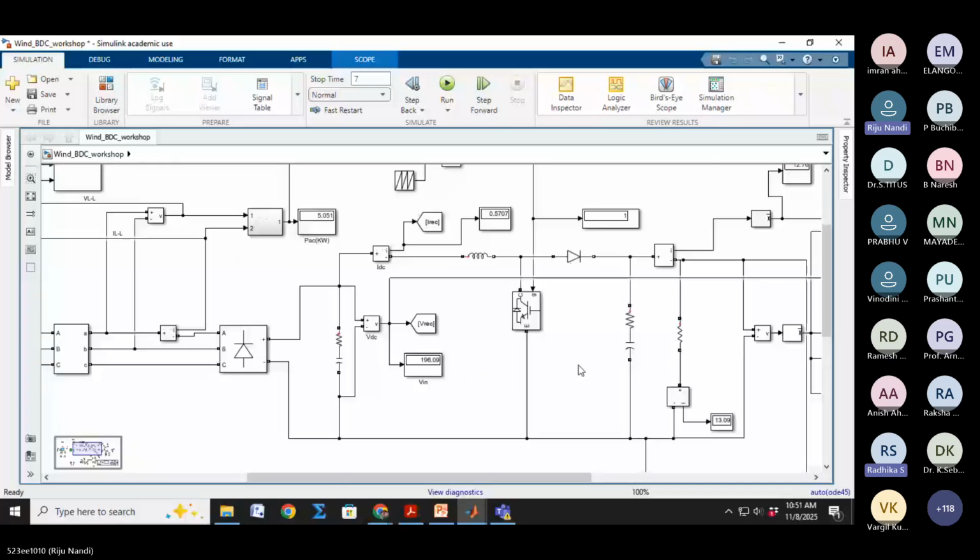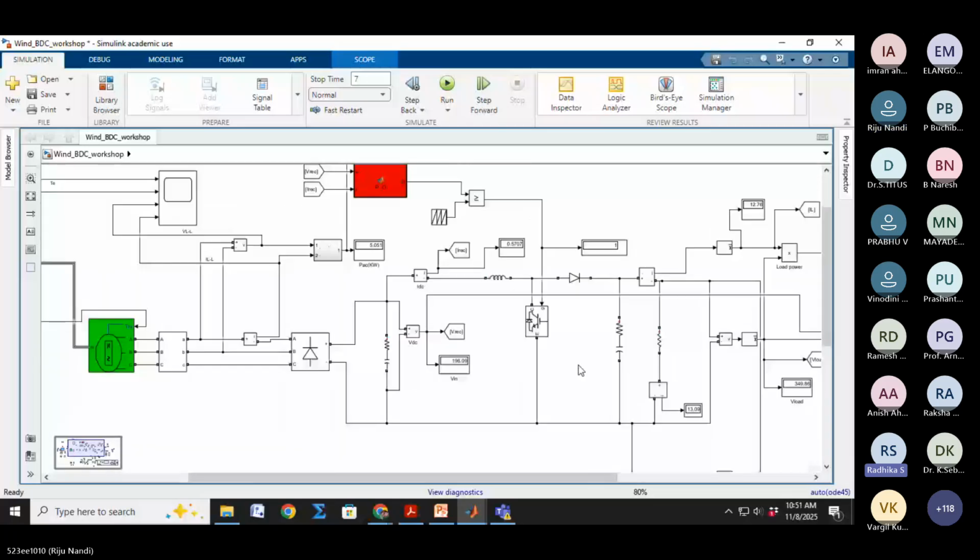Okay, sir. But in a PV system, it is not possible to obtain constant power. Yes, constant power you can take, but then you have to give constant irradiance and constant temperature also. Only then you get the constant power. Okay, thank you very much, sir.